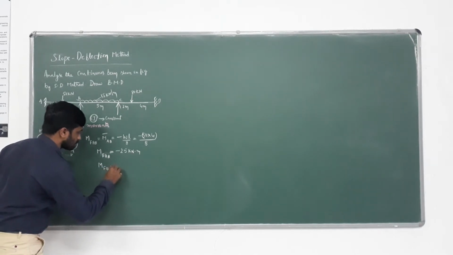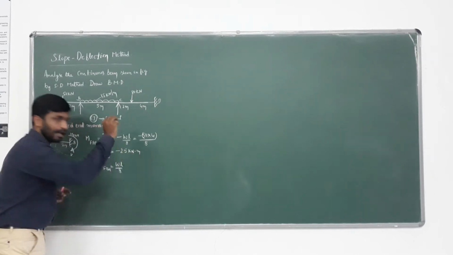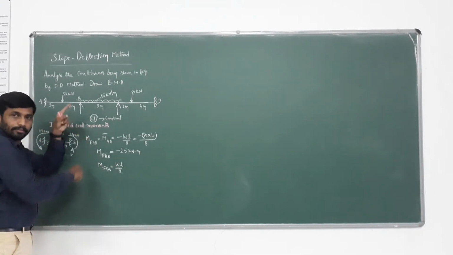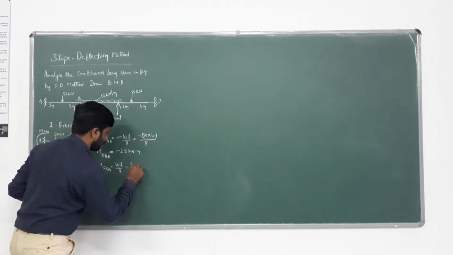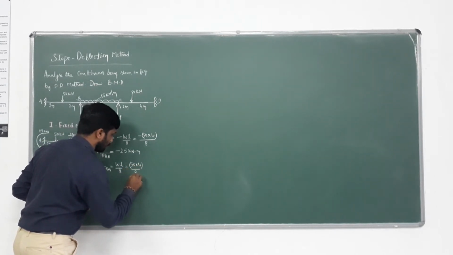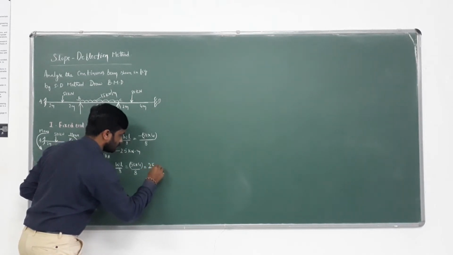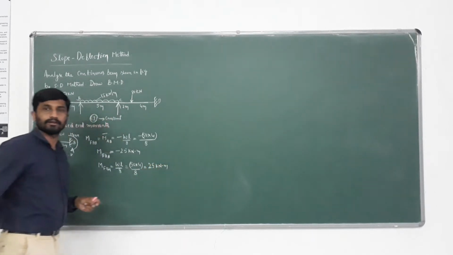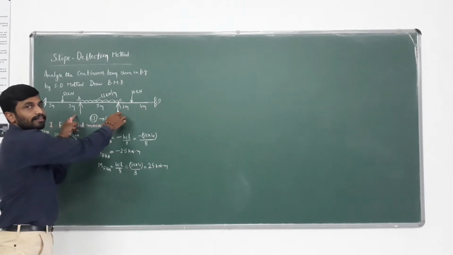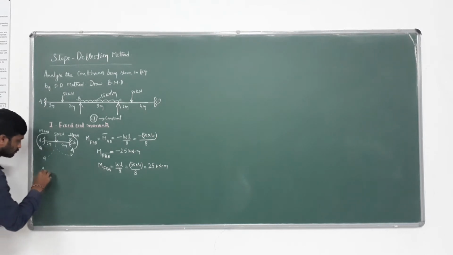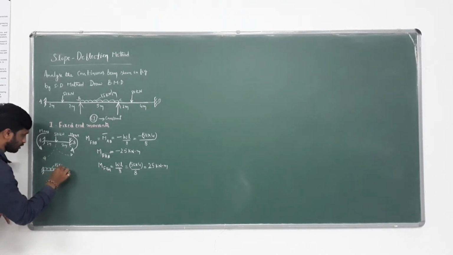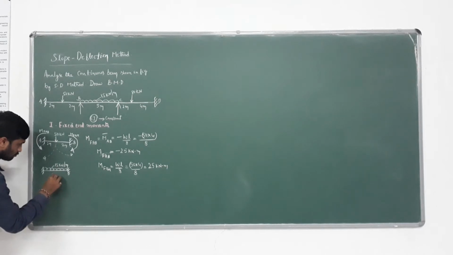Similarly, MFBA equals WL by 8. This is plus WL by 8 because the resisting moment is clockwise. 50 into 4 divided by 8, hence it will become plus 25 kilonewton meter. Now I am taking the next span. I am assuming span BC as fixed. 15 kilonewton per meter, 5 meter, BC.